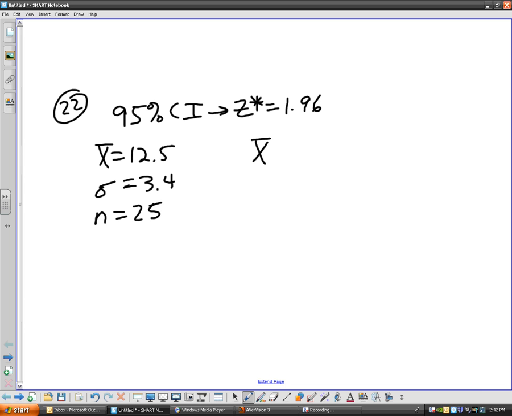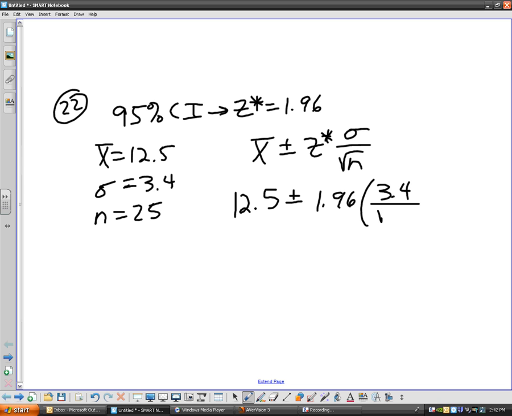Our formula is mean plus or minus margin of error, and we plug into our formula, so we get 12.5 plus or minus z-star times the standard deviation divided by the square root of 25. The margin of error here, calculated to one decimal place, is 1.3. So we've got 12.5 plus or minus 1.3.